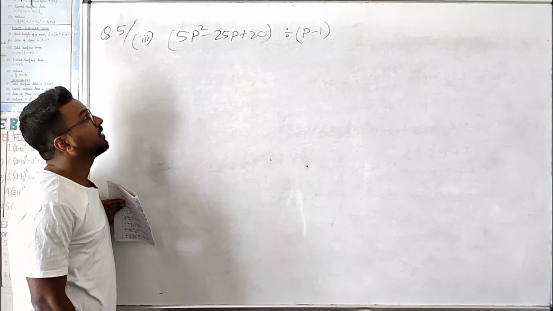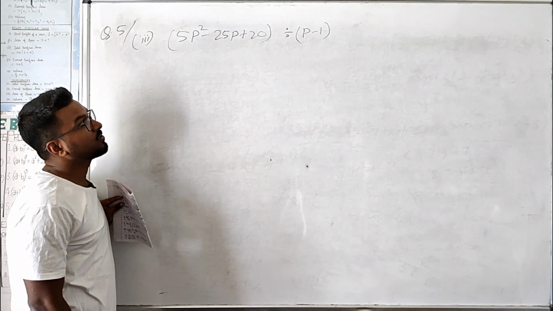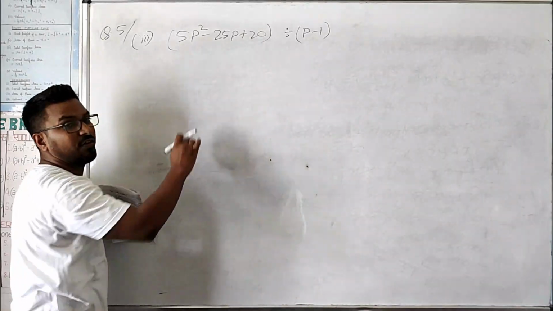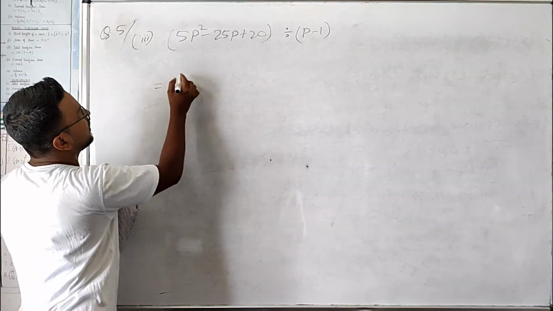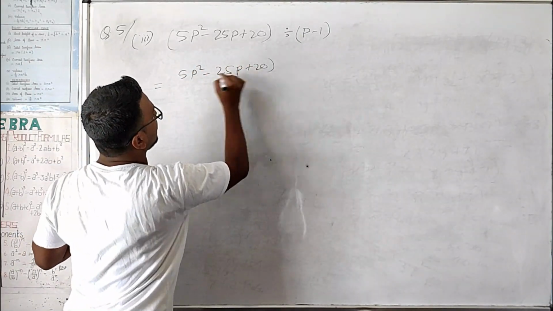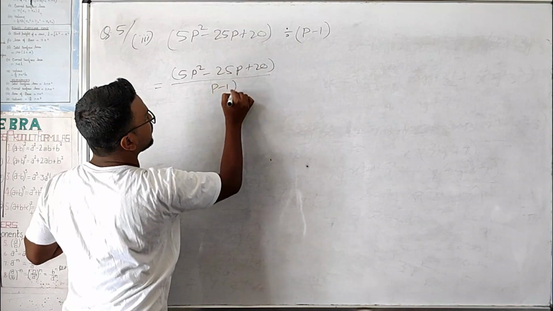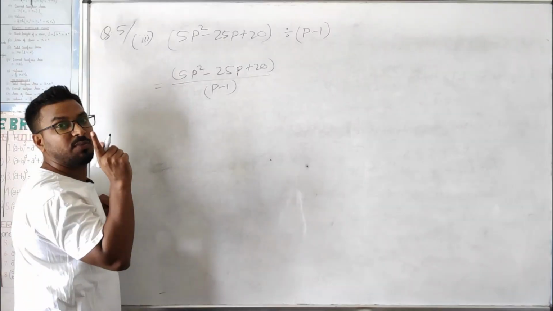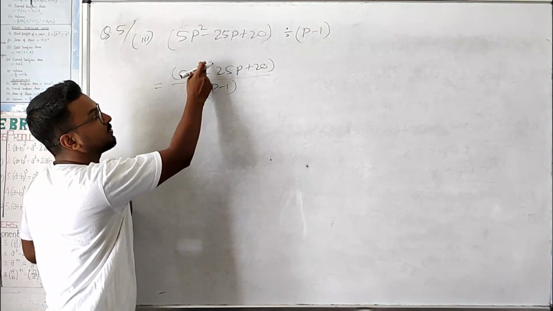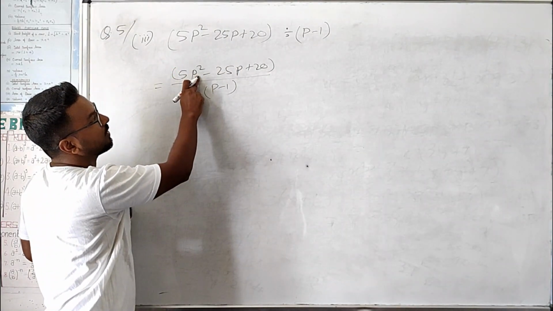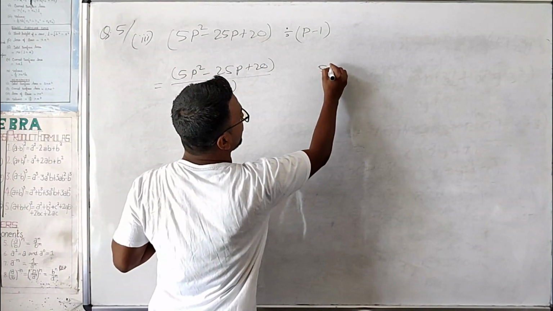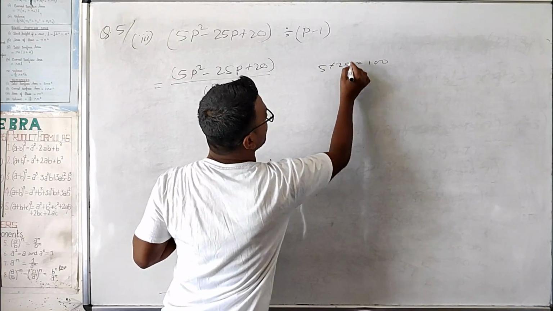So our next question is 5p square minus 25p plus 20 divided by p minus 1. Okay, so first we have to factorize this expression. So we will write 5p square minus 25p plus 20 divided by p minus 1. Now, as I told you, you have to multiply the constant term with the coefficient of the highest power, that is p square. The coefficient of p square is 5. So 5 into 20 is 100.